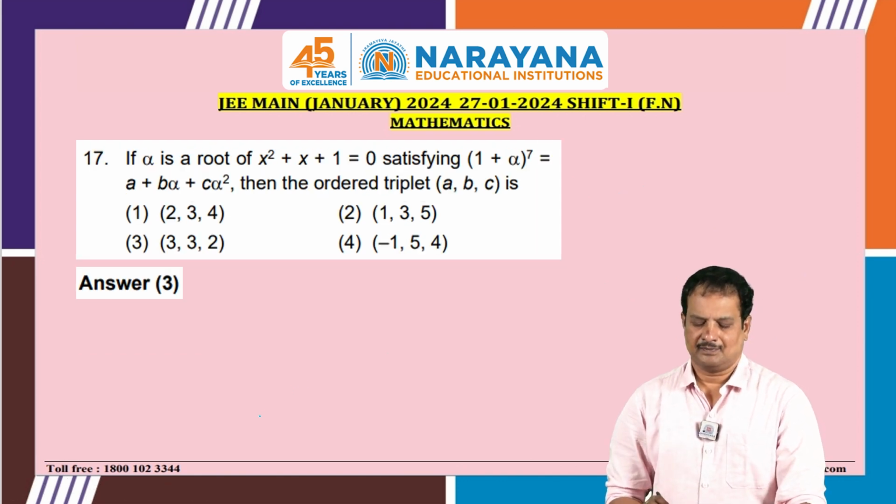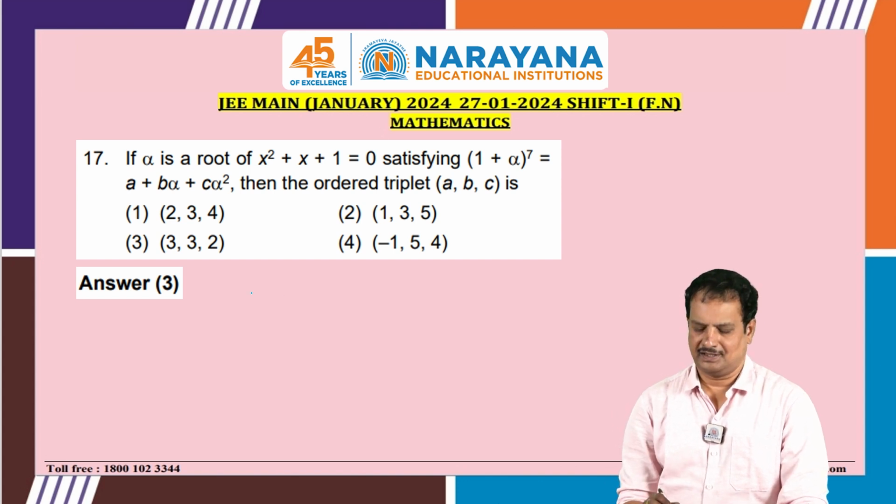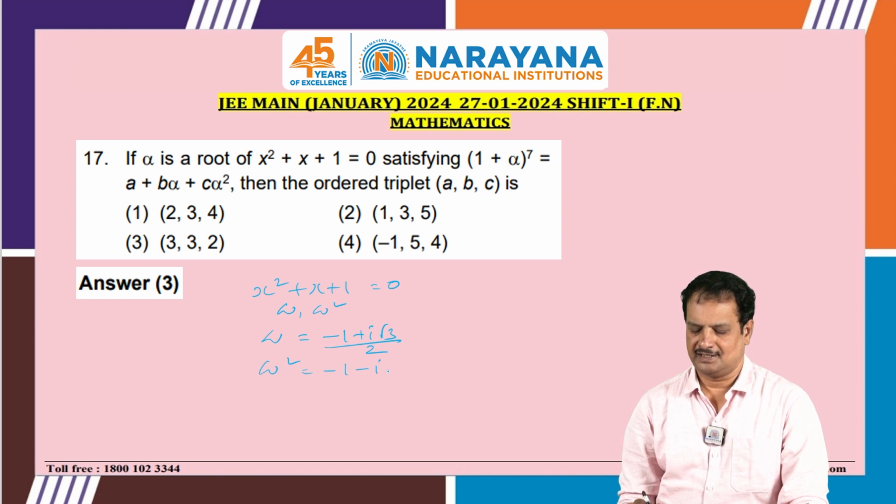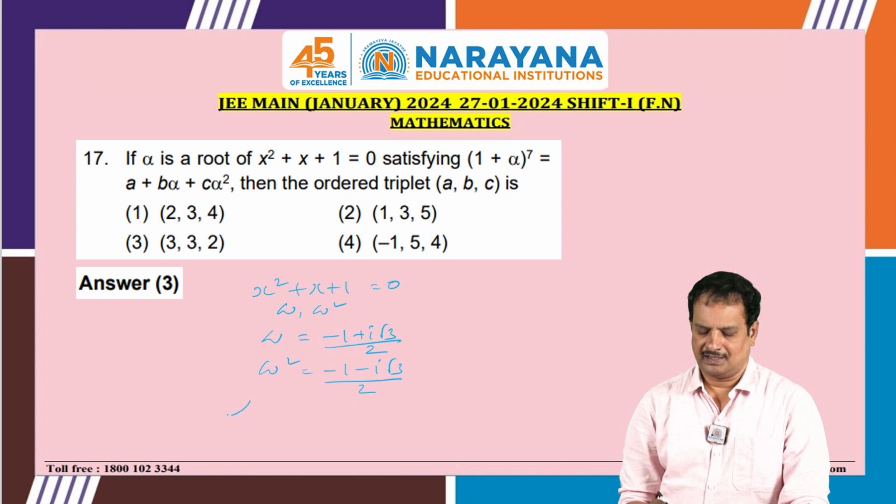Okay, in this case, alpha is the root of x square plus x plus 1 equal to 0. But actually, x square plus x plus 1 equal to 0 has the roots omega and omega square. What is omega? If you take (minus 1 plus i root 3) by 2, which is one of the roots for this one, then the next one is automatically omega square, (minus 1 minus i root 3) by 2. So alpha, you can take either omega or omega square. Alpha equal to omega or alpha equal to omega square.